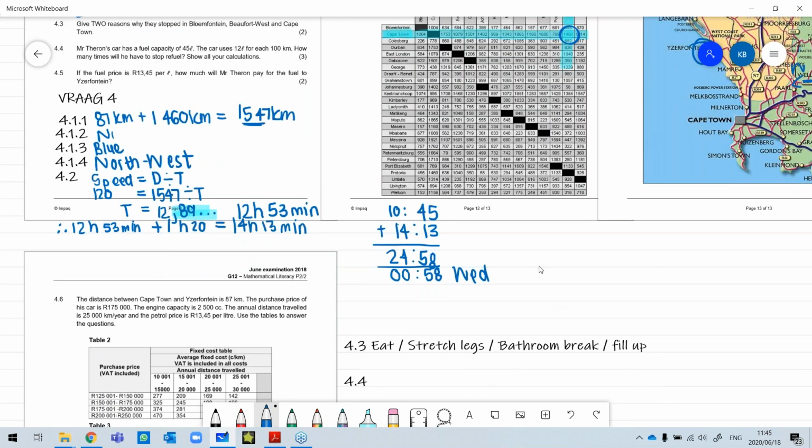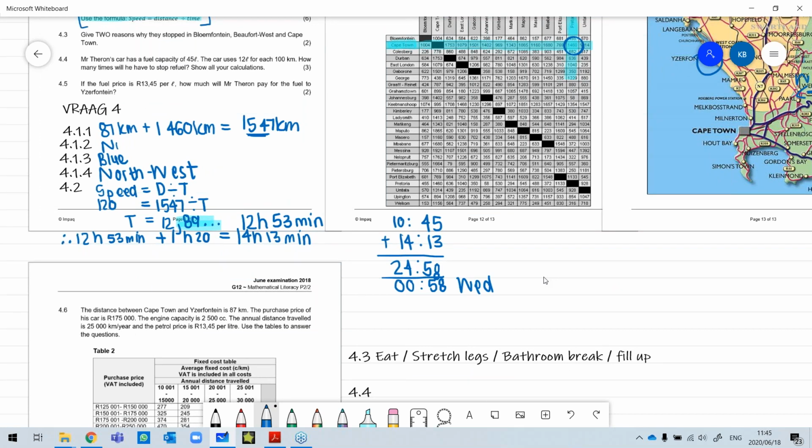Question 4.3. Give 2 reasons why they stopped in Bloemfontein, Beaufort West, and Cape Town. Now here it's a nice question where you can play around with a variety of answers. You can say they stopped to eat, they stopped to go to the bathroom, they stopped to stretch legs, or to quickly fill up with fuel. So multiple possible answers. Question 4.4.